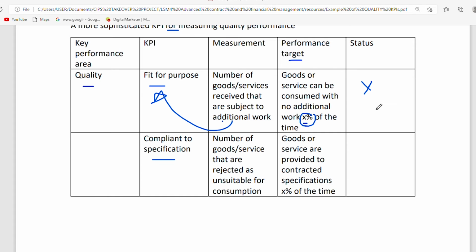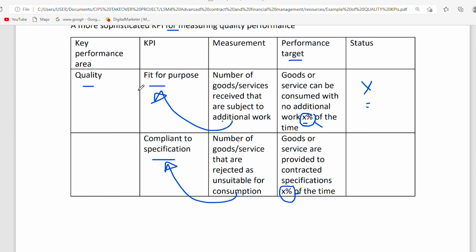So the supplier's goods are good, or they need working. So that's the status, right? In terms of compliant, they're talking about the number of goods or services that are rejected or unsuitable for consumption. Why? Because they lack something. And what do they lack? We're talking about goods or services provided to contracted specification a certain percentage of the time. So the higher this percentage, the same as this one, the better.